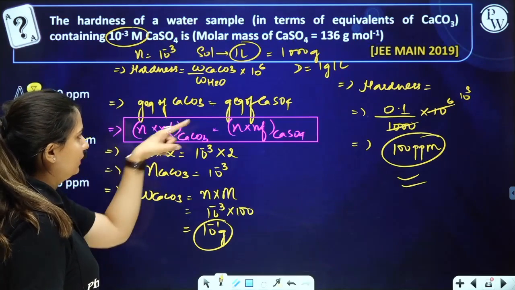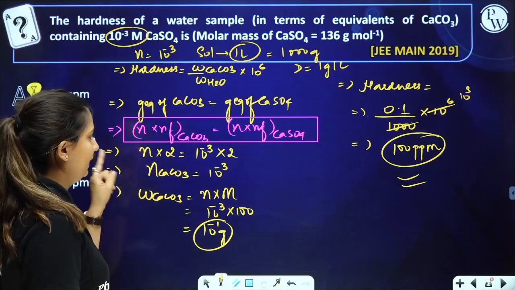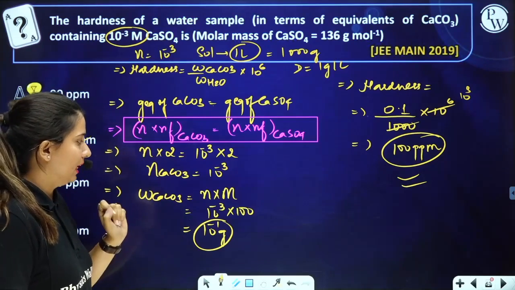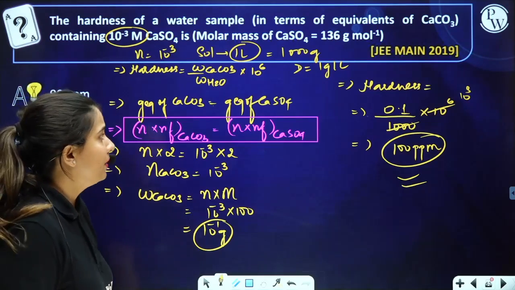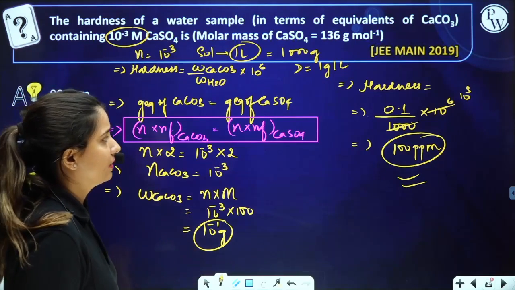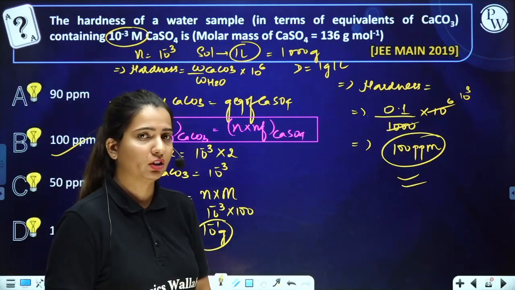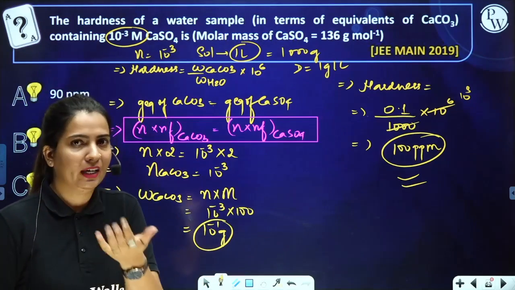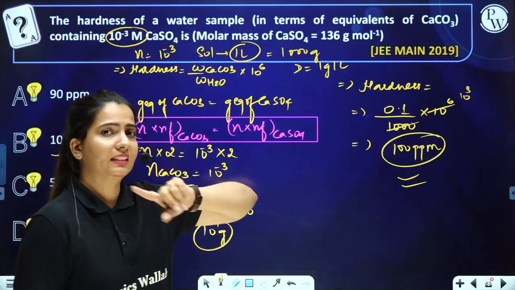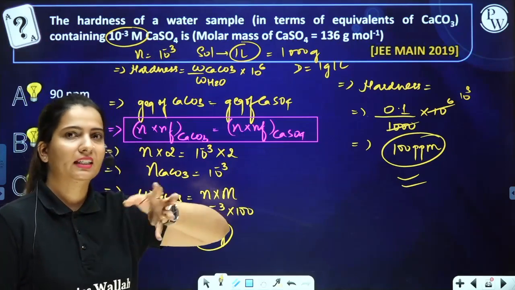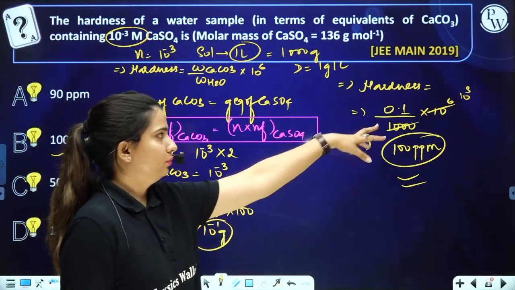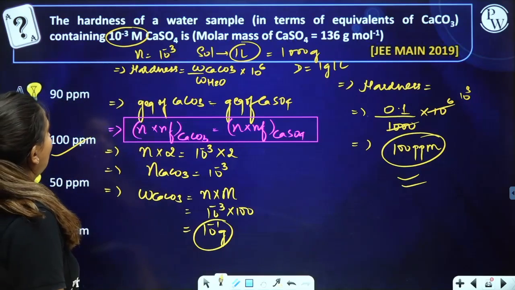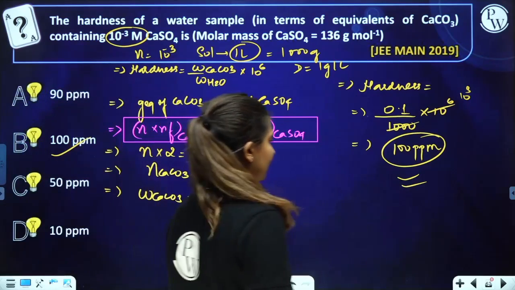I have put the moles, I have put the n factor. I am getting first the moles of the calcium carbonate, then I am getting the weight of the calcium carbonate as 10 to the power minus 1 gram. After that I am having my hardness, expressed as 0.1 divided by 1000, because I am taking the volume as 1 liter. So the weight will be 1000 gram, because I am taking the density as 1 gram per milliliter. So you'll get your answer as 100 ppm. You need to understand all of these things very, very nicely.